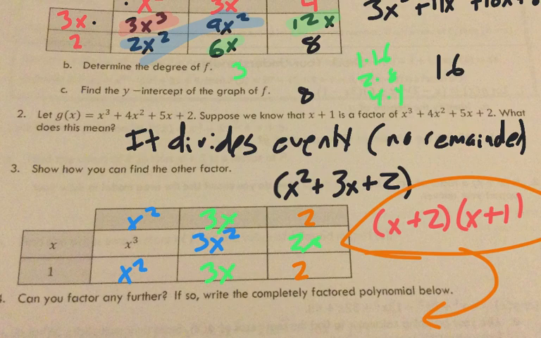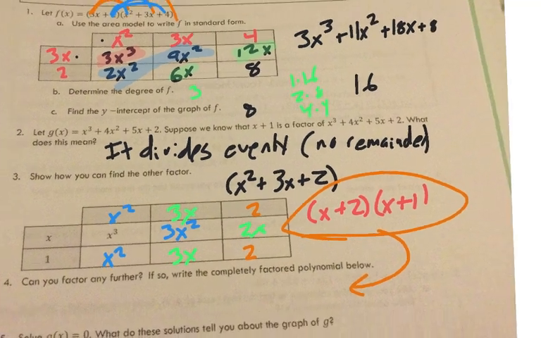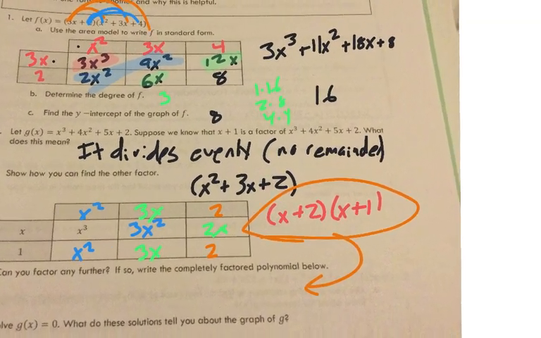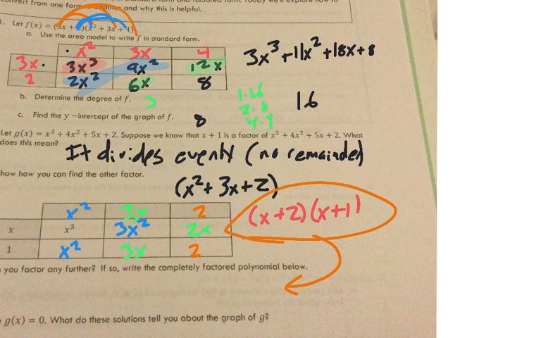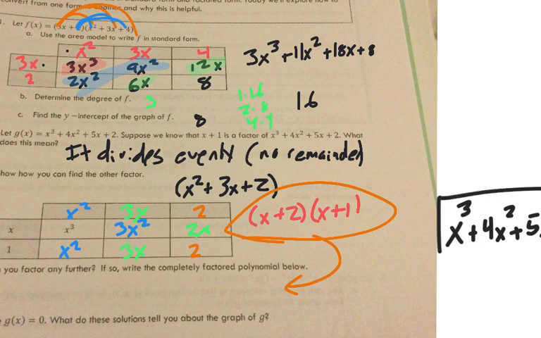So the area model is another way to do long division or synthetic division. So just very quickly, I'm going to review how to do those because I don't care which one you do, just as long as you know how to do one of them. So in long division, if I had x cubed plus 4x squared plus 5x plus 2, and I'm dividing by x plus 1.